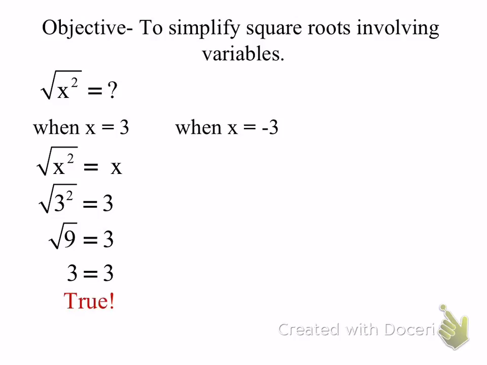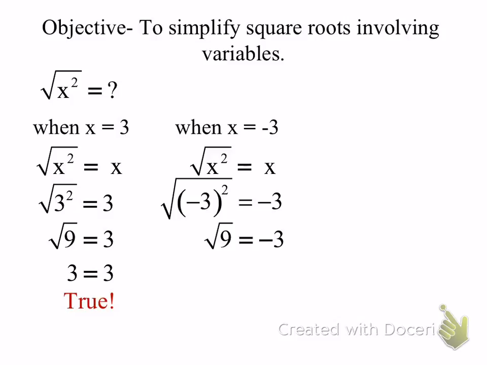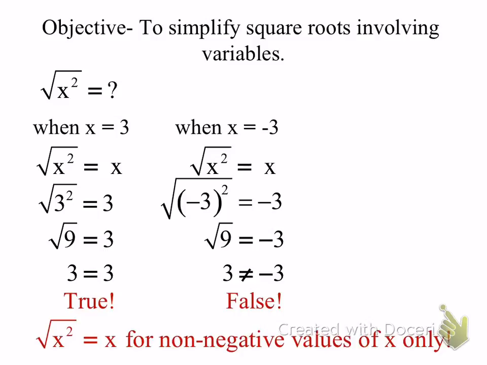When x is a negative number in that same equation, let's look at it. We take negative 3 squared, which is what? 9. And if I'm substituting x for negative 3, it's staying that. And what is the square root of 9? 3. Is this a true statement? No. So we have to account for these negative numbers that we might input. Does that make sense?